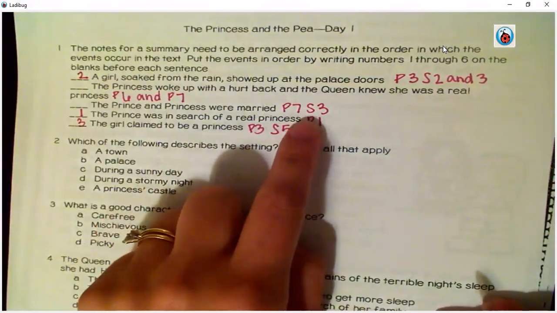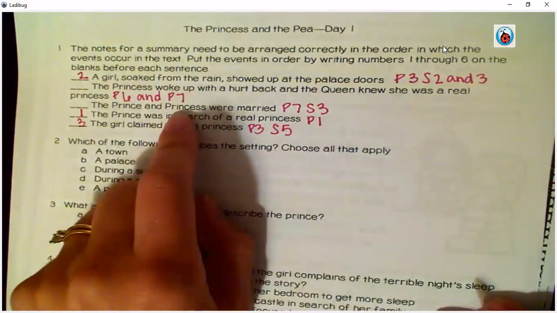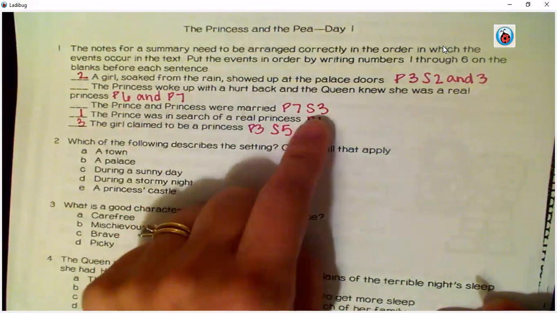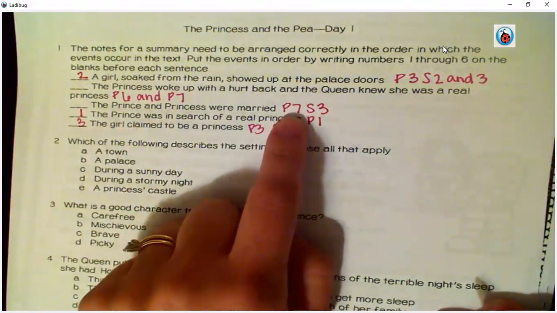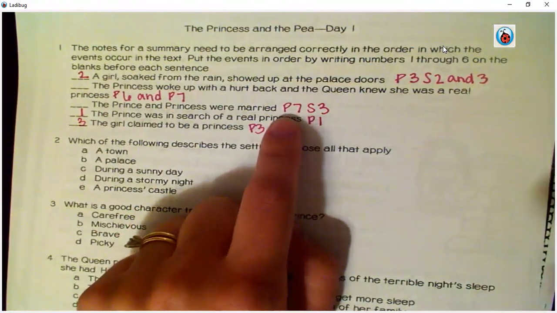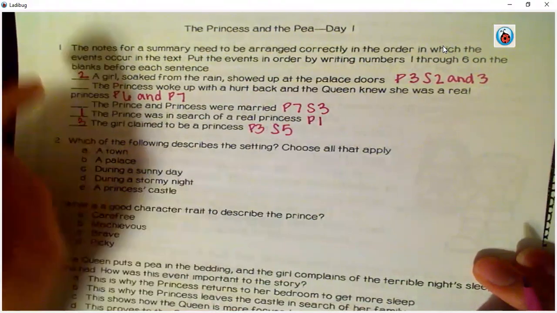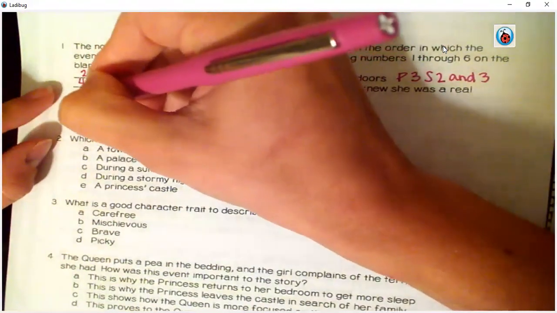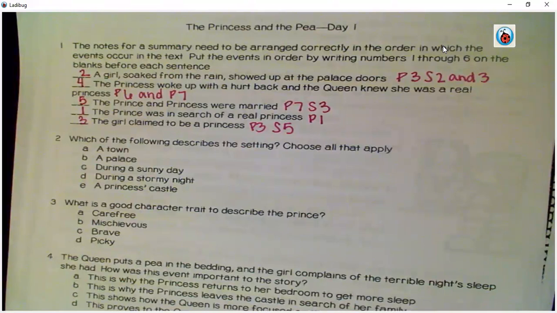All right, so now I have 2 more events to put in order. One says P6 and 7, one says paragraph 7, sentence 3. I know that this has to be last because it only occurs in paragraph 7. So I'm going to leave that one alone for a minute. I know I've done 1, 2, and 3. So I know this has to be 4, and this is event 5. So that is how we organize events when we're given questions like this. We make sure that we go back to the text and we take the time to not only look at the paragraph, but the sentences to put these events in correct order.